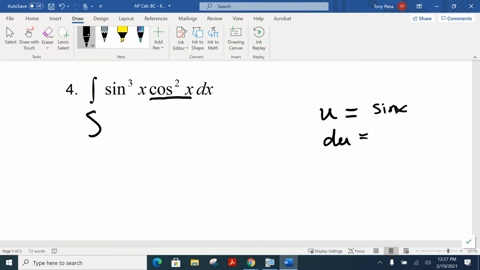So what we're going to do instead, we want to start breaking this guy down. So I'm going to write this as a sine squared of x, and then a sine of x. And then we'd still have our cosine squared of x, and then the dx.